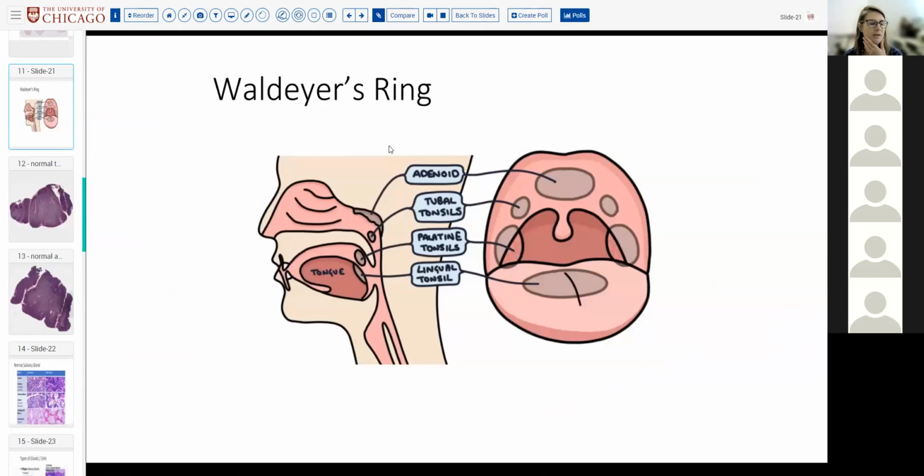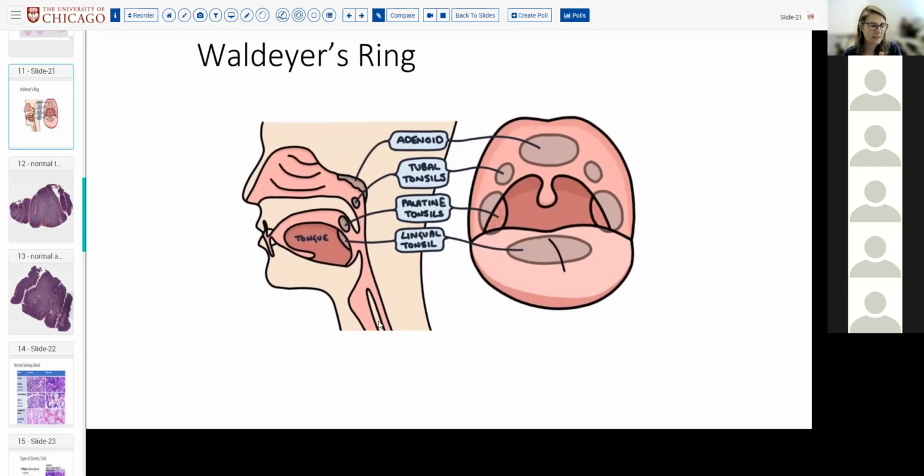So now I'm going to mention a little more specifically about that Waldeyer's ring, just showing you what the tonsils and adenoids look like. If you remember, the adenoids are up here in the nasopharynx, the portion of the pharynx behind the nose. The palatine tonsils and the lingual tonsil, i.e. base of tongue, are in the oropharynx, which is the part of the pharynx behind the mouth.